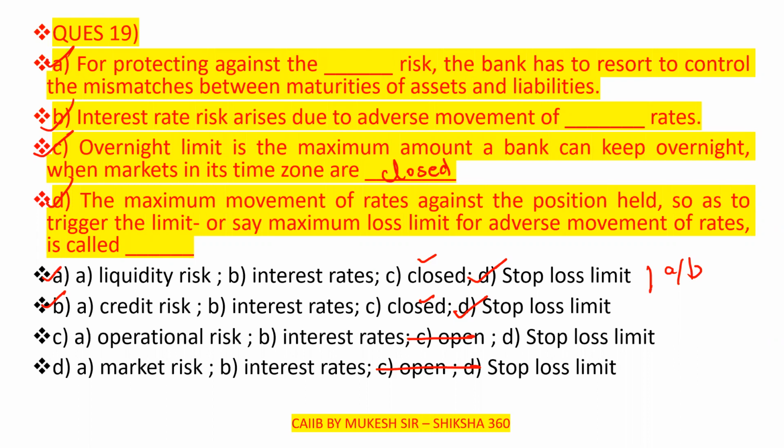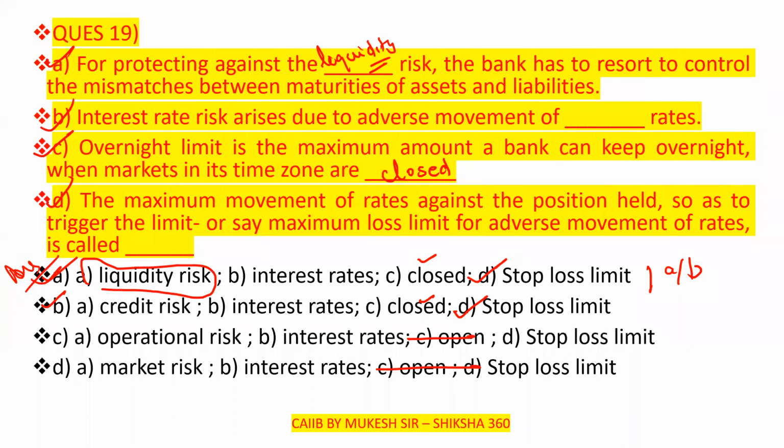To protect from that, clear. It leads to a shortage of liquidity in the hands of the bank, the financial institution. So that leads to the liquidity risk, clear. So here it is liquidity risk, and option number A is the correct answer. Very, very important, clear. All these things are very, very important.